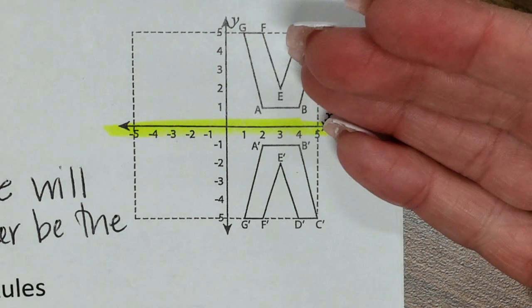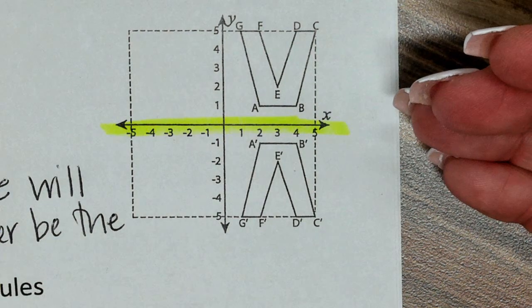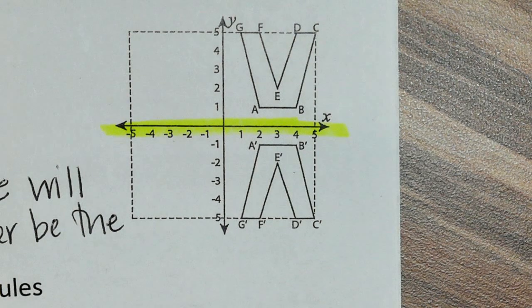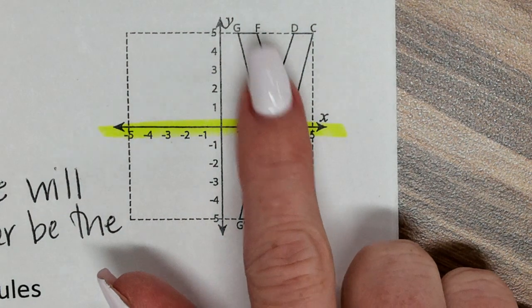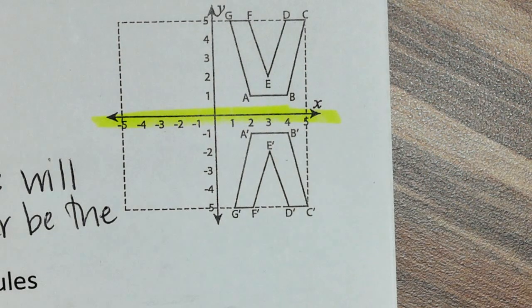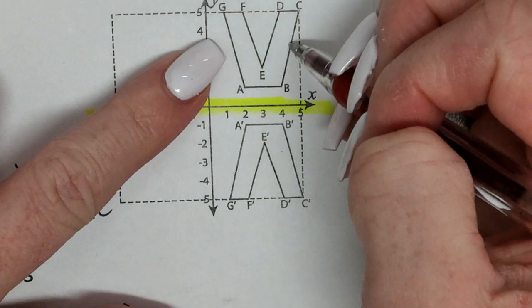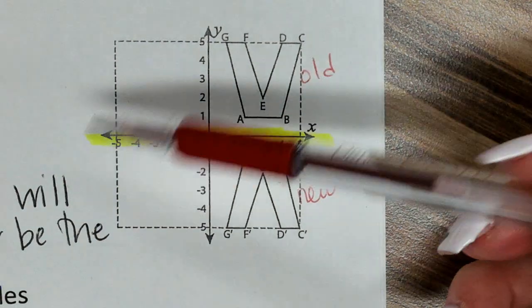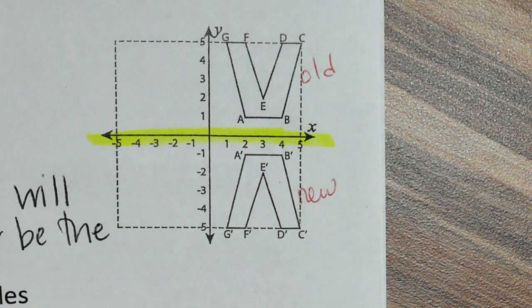They took the V and they flipped it from the top quadrant to the bottom quadrant. How do you know that they started up here? There's no primes, there's no dashes. So we know that this is the original old shape, and we know this is the new shape. And they took a mirror, put it on the x-axis, and flipped it over. Do y'all understand what a reflection is? Yes or no? Now let's look at the rules.